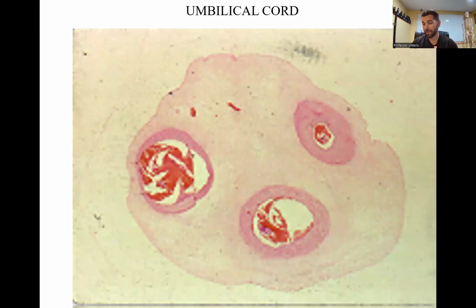This is a picture of the umbilical cord. There are three blood vessels in the umbilical cord, and obviously we'll go through and talk about that: two arteries and a vein. This slide is the umbilical cord.